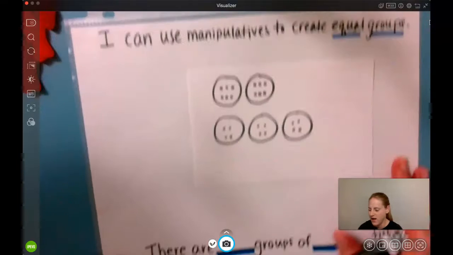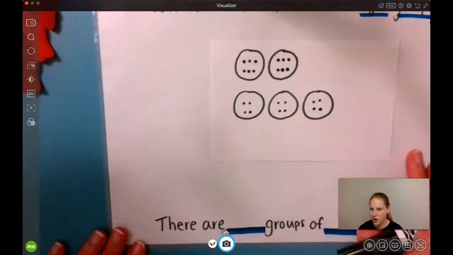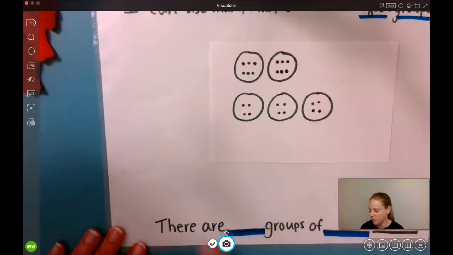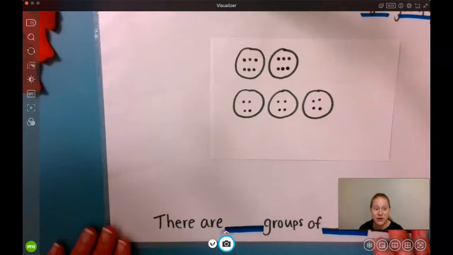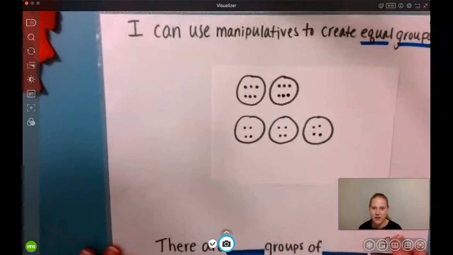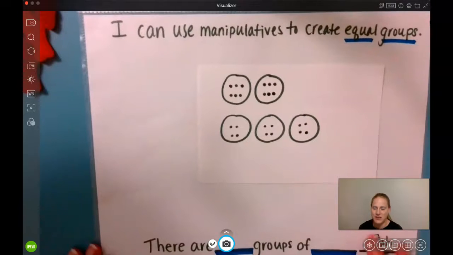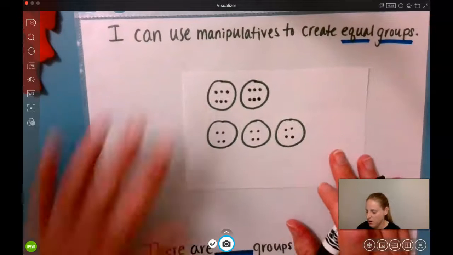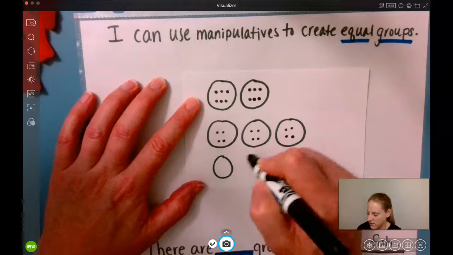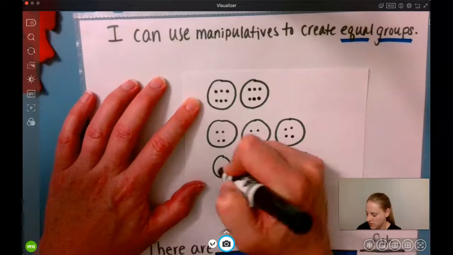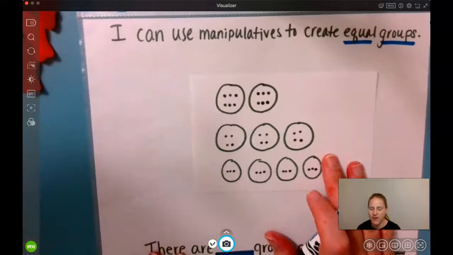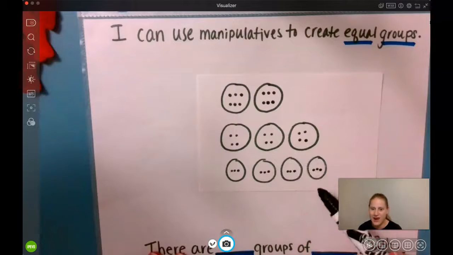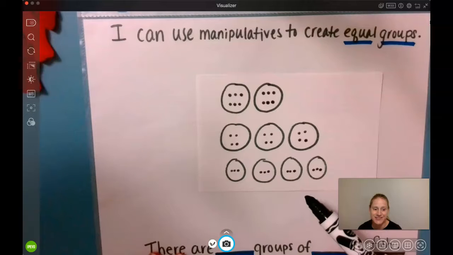Okay, friends. I'm going to call on someone to share, and I want you to use this sentence frame to tell us there are blank groups of blank counters. How did you arrange this in a different way? Great job. You did 4 groups of 3 counters. Look, scholars, we started with 12 counters, and there were lots of different ways to make equal groups.